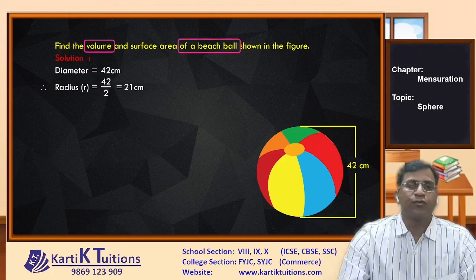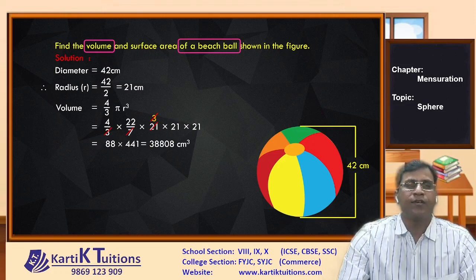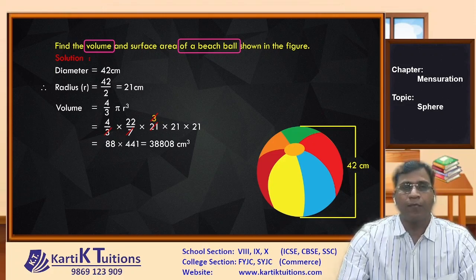Now first they will ask us to find the volume. Now what is volume of a sphere? It is 4 upon 3 pi r cube. Now 4 upon 3 pi, pi will take it as 22 upon 7. R is 21. So it will become 21 into 21 into 21. Now see, 7 ones are 7, 7 threes are 21. Again 3 gets cancelled. So basically you are left with 4 into 22, that is 88, and 21 into 21, that is 441. Now when we multiply these two, you get it as 38808 centimeter cube. Remember, it is a volume, so it will be cubic units. Now here the unit is centimeter, so it will become centimeter cube.